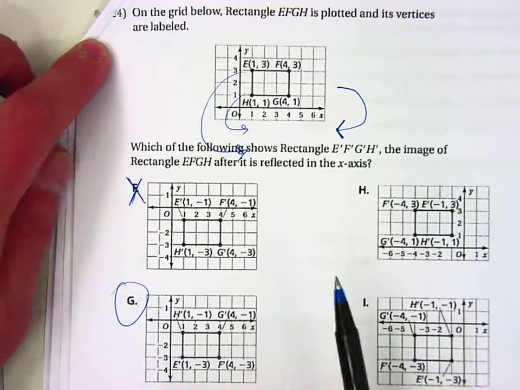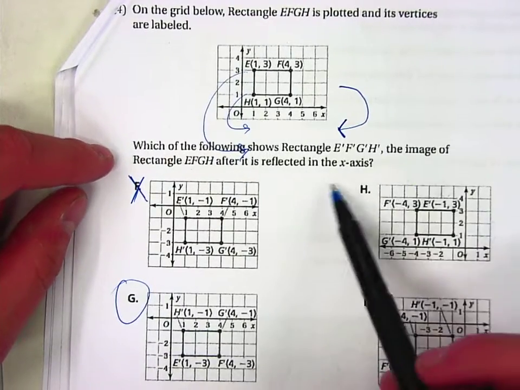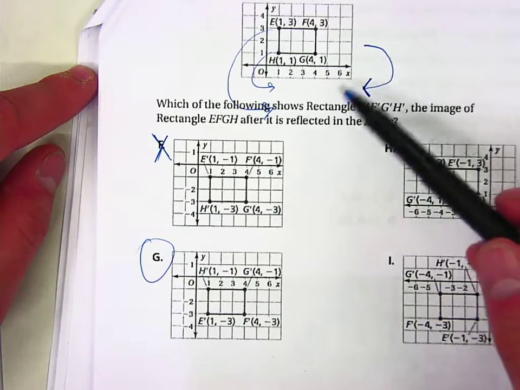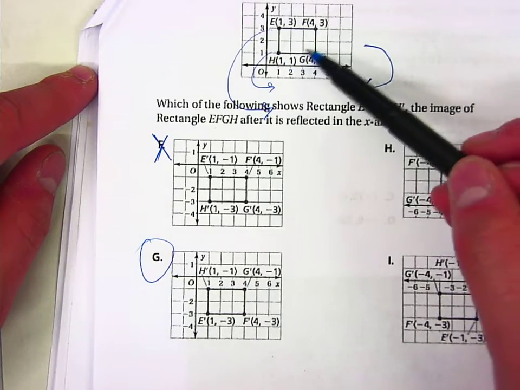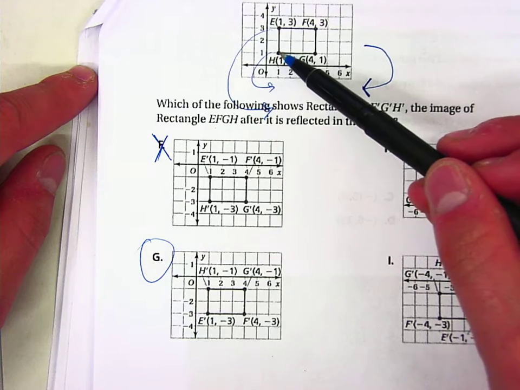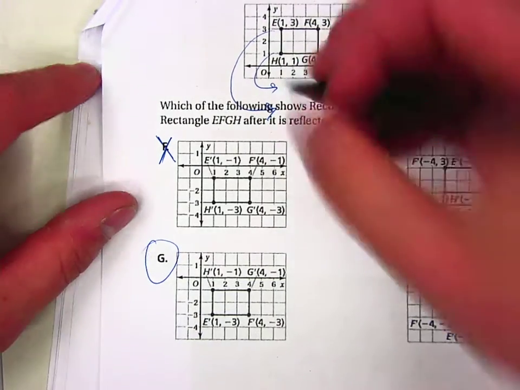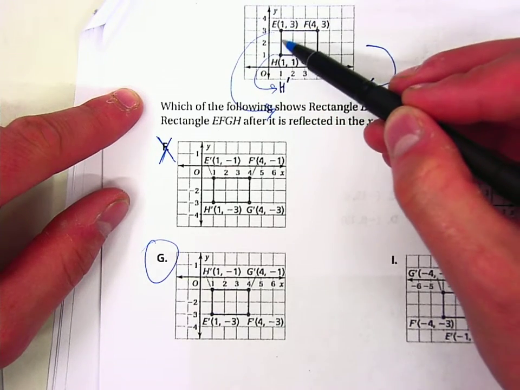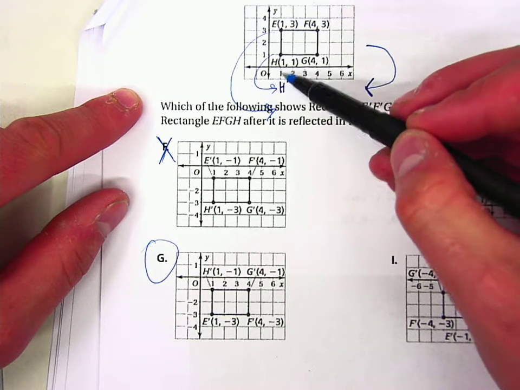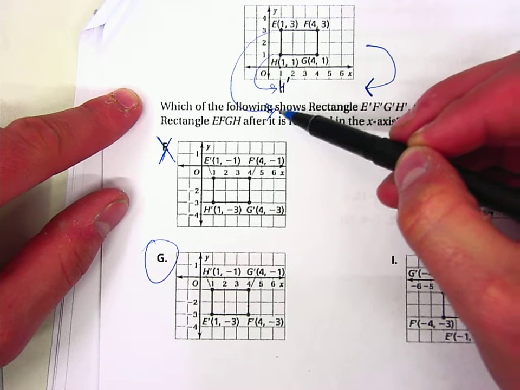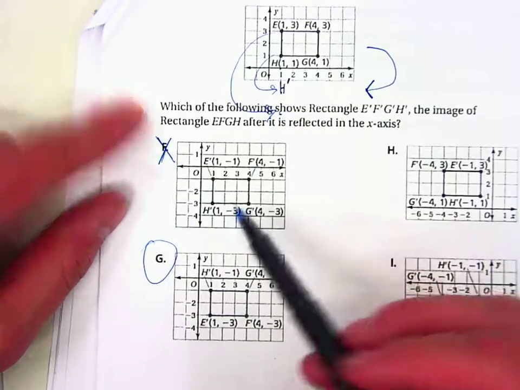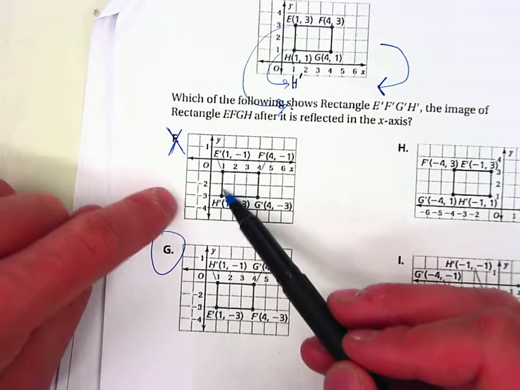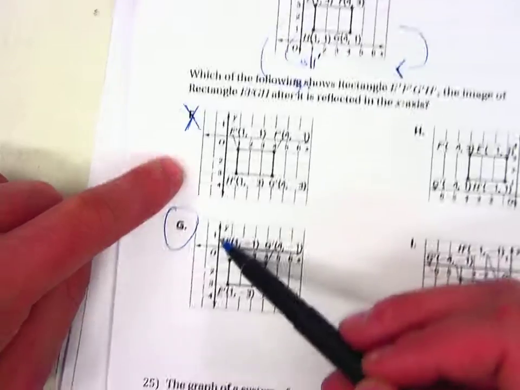Number 24, reflection in the x-axis. So I'm flipping over the x-axis. And if you think about that, these vertices, when I reflect, like this H, for example, it's only 1 unit above, so H prime should be 1 unit below. E prime, well, E is 1, 2, 3 units above the x-axis, so E prime should be 1, 2, 3 units below the x-axis after reflection. It's not this one because those are messed up. They're flip-flopped. H should be up here, and E should be down here, which is why G is the correct answer.